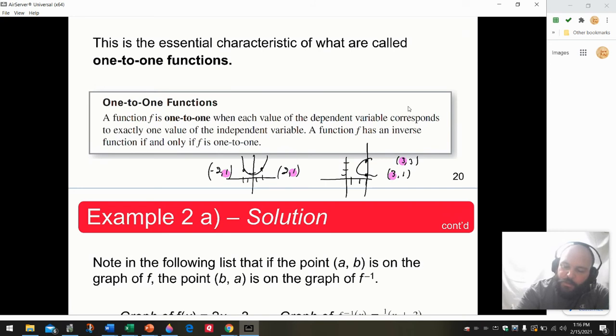Now, what we're looking for is something called the horizontal line test. If you pass a horizontal line through a graph and it intersects in more than one place, then it is not one-to-one. So it's a really simple test that we can use to figure out whether a graph is one-to-one and then know whether we should try to find an inverse.